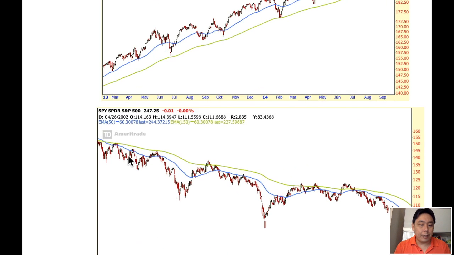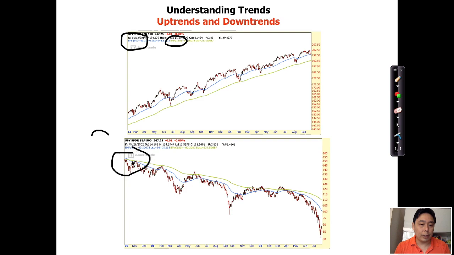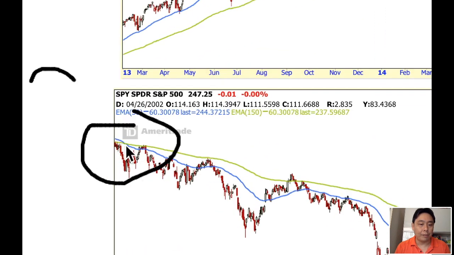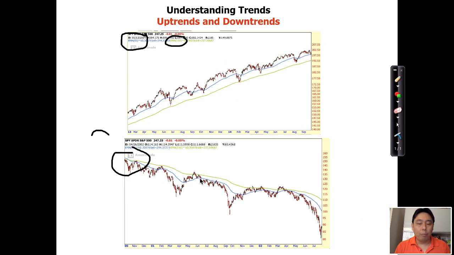When the 50 blue line, as you can see over here, crosses below the 150, and both moving averages are sloping down with the 50 below the 150, that's a clear downtrend. So that's the time when you want to sell and get out or short the market, okay?